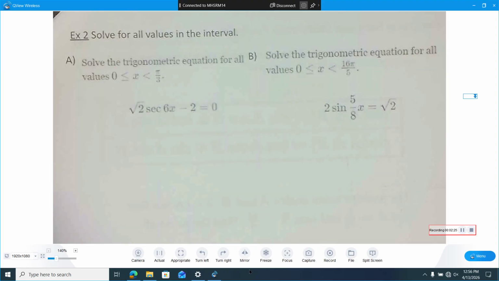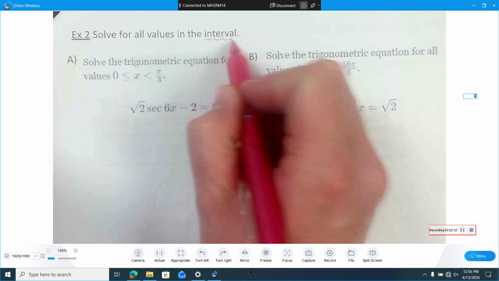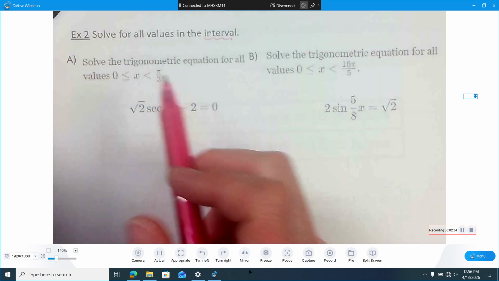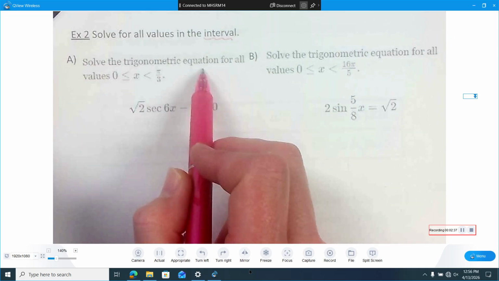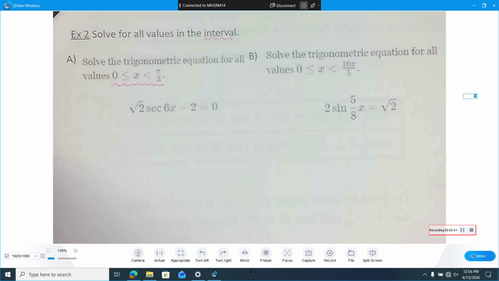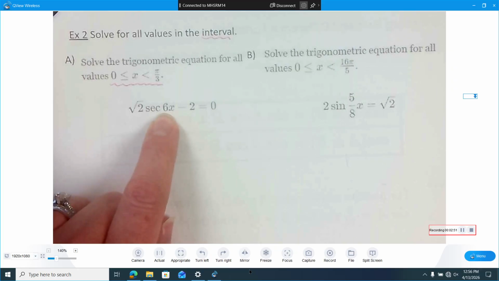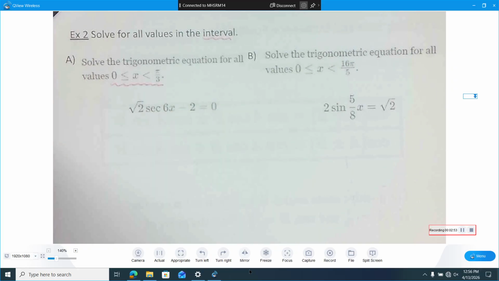Okay. All right. So solve for values in the interval. We do need to be very careful. Solve the trigonometric equation for all values of x, well, that's our rotation on our unit circle, between 0 and pi over 3. So I know because I have this 6 in front of my function, it's going to make my graph do a bunch more than a normal cycle. So I have to be a little bit careful.